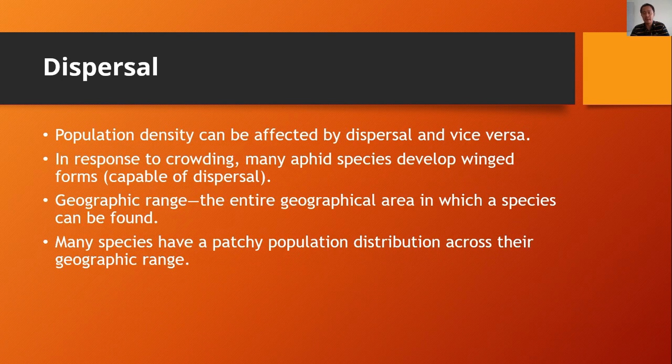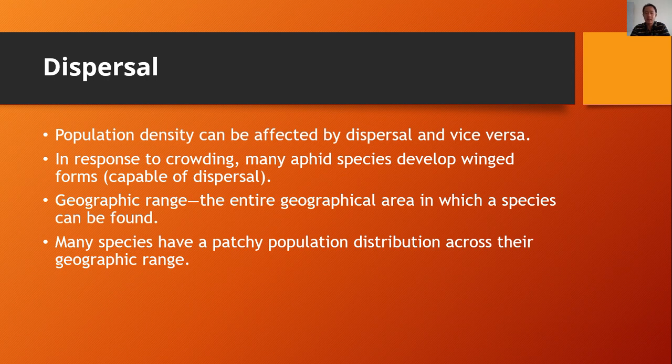Population density can be affected by dispersal, and vice versa: the density affects the dispersal, and dispersal affects the density. In response to crowding, many aphid species develop a wing form. That's their way of equipping themselves, so it gives them the capability for dispersal.